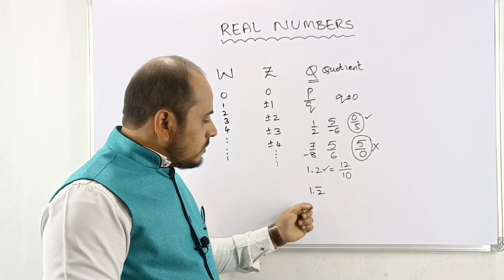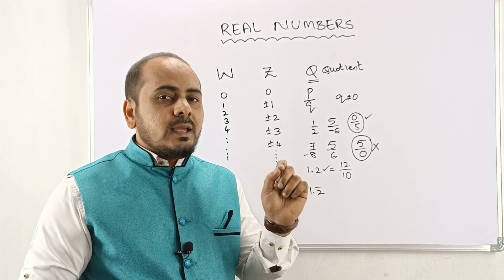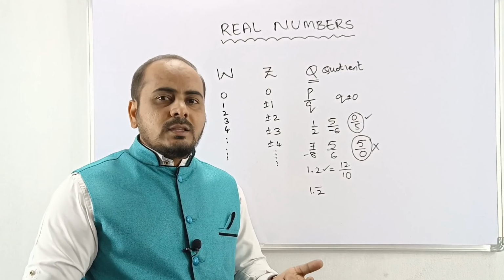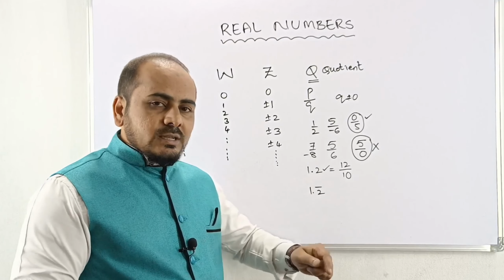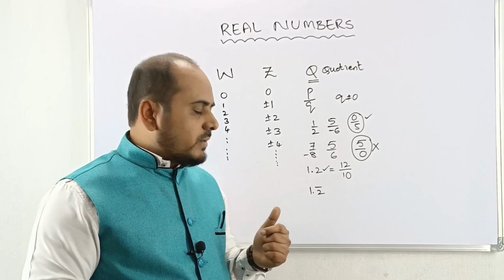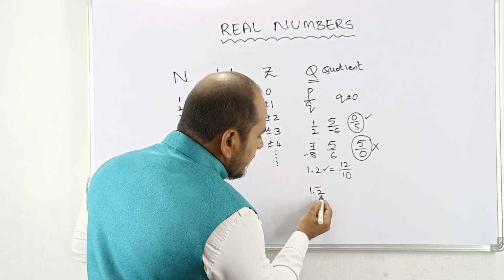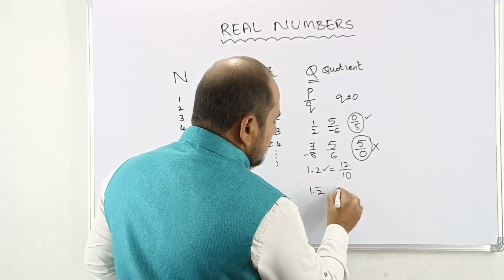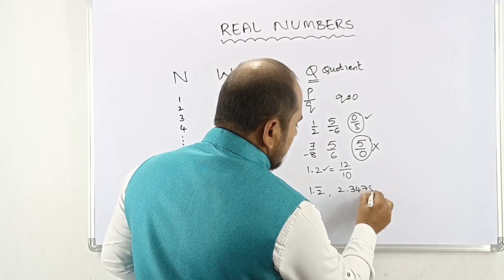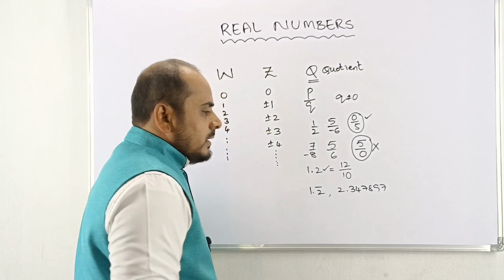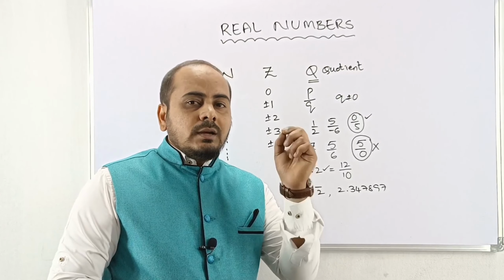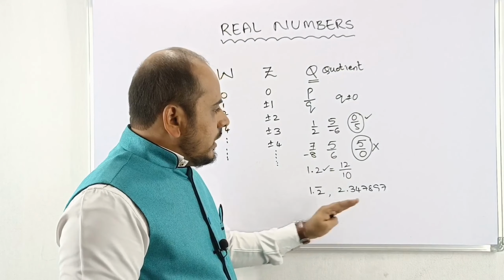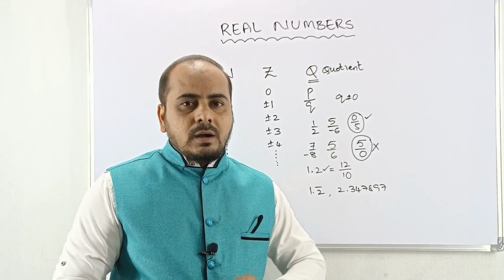Now for example, if I take 1.2 bar, is this a rational number? Yes, my dear, 1.2 bar is also a rational number because this can be written in the form of P by Q. So how can we write this one in P by Q? That we shall discuss in the next class. First you try to learn that 1.2 bar is also a rational number. And come to 2.34787. Is this a rational number? Yes, my dear. This number also can be written as P by Q, hence it is a rational number.